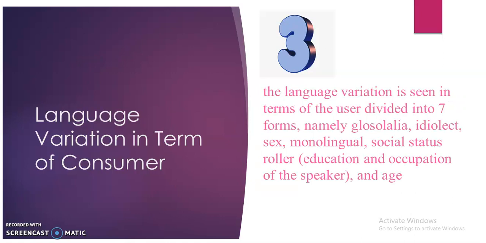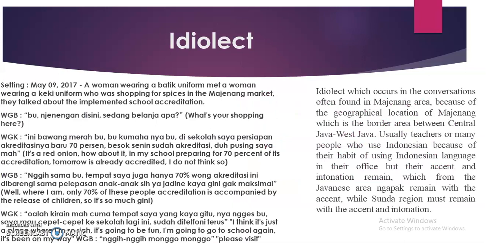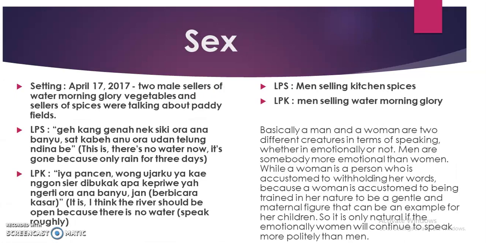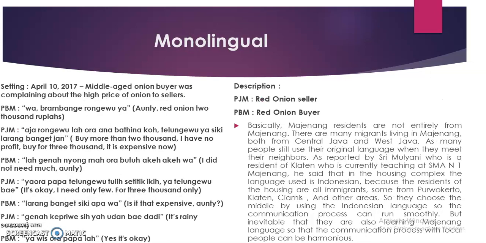Okay, the next is language variation in terms of user. There is idiolect, which occurs in the conversation, often found in the Majenang area because of the geographical location of Majenang, which is the border area between Central Java and West Java. The next is sex. Basically, a man and a woman are two different creatures in terms of speaking. So, it is only natural that women continue to speak more politely than men.